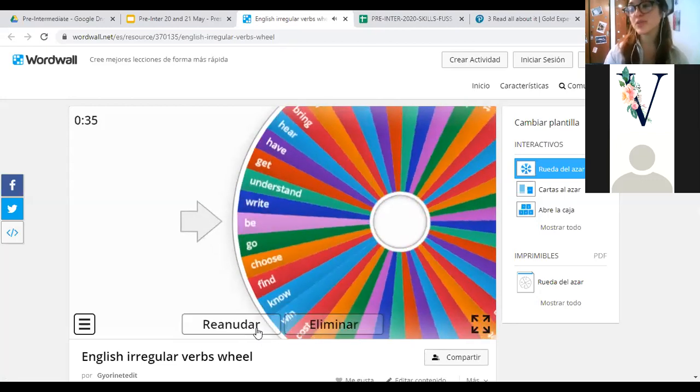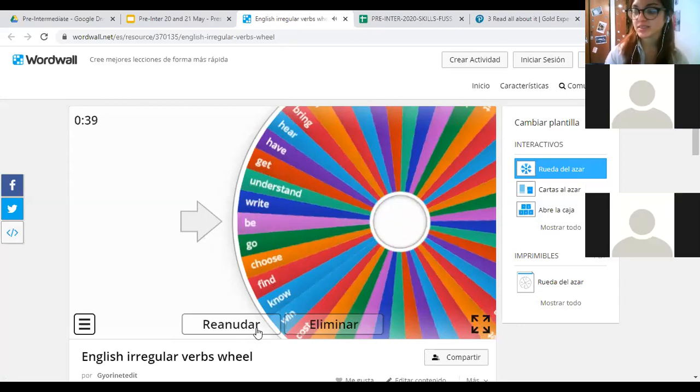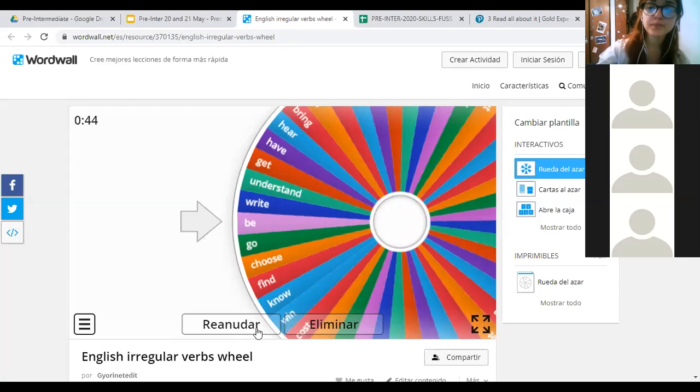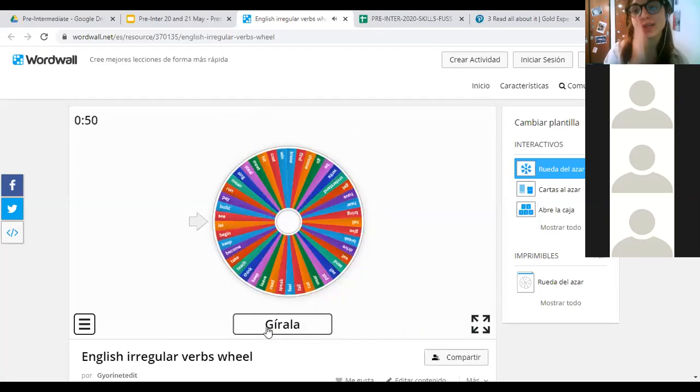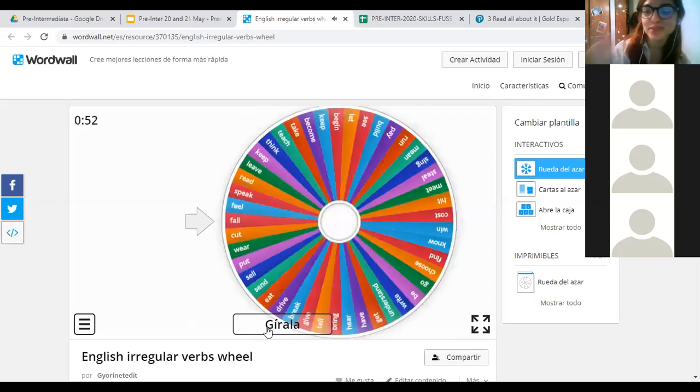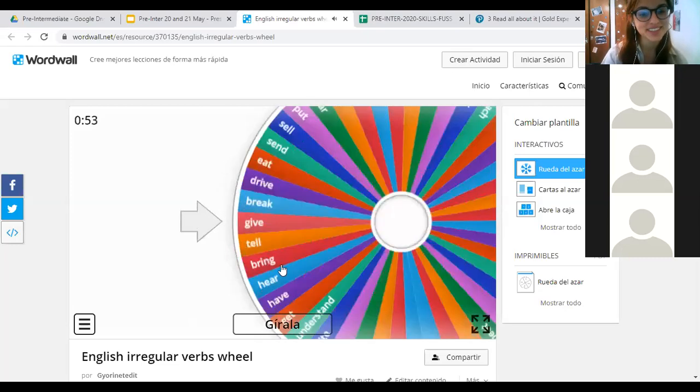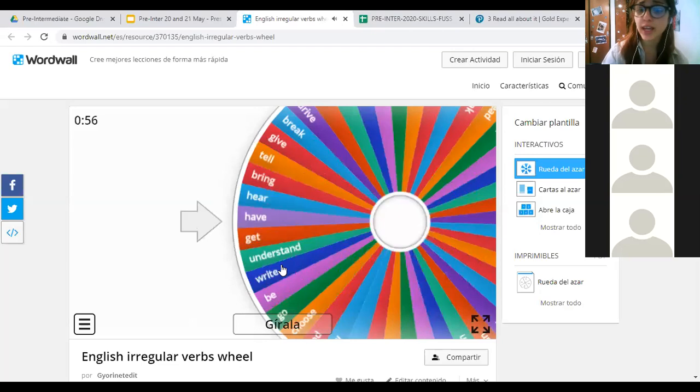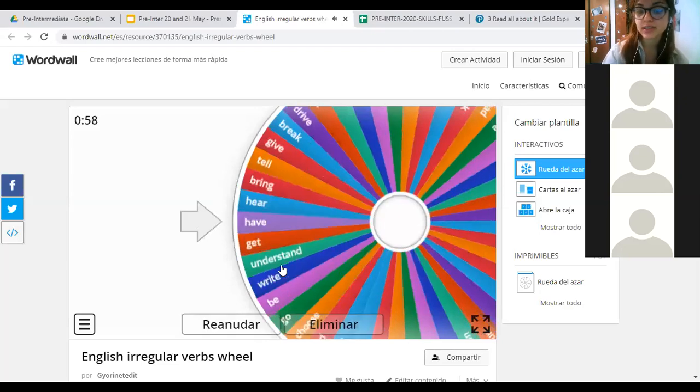Okay, we have the verb to be. What happens with the verb to be in the simple past? It's was and were. Very good. Les preguntaría qué significa, pero a esta altura asumo, I assume you know what the verb to be means. Okay, the verb have. What happens in the past? I had, with D as in dedo.